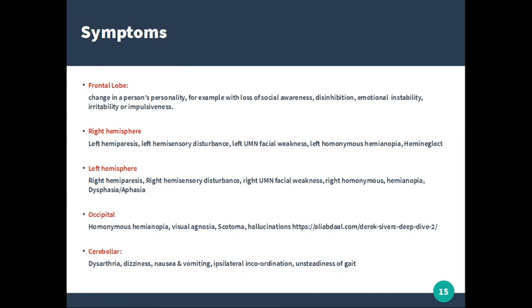The left hemisphere usually presents with a right hemiparesis, a right hemisensory disturbance, a right upper motor neuron facial weakness, a right homonymous hemianopia, and dysphasia or aphasia. The left is usually the dominant hemisphere. Therefore, we get the dominant speech areas which result in the dysphasia or the aphasia. An occipital damage, like a tumoral lesion or a stroke, may cause homonymous hemianopia, visual agnosia, scotomas, hallucinations, etc. A cerebellar cause may result in dysarthria, dizziness, nausea, vomiting, ipsilateral unsteadiness in the gait.